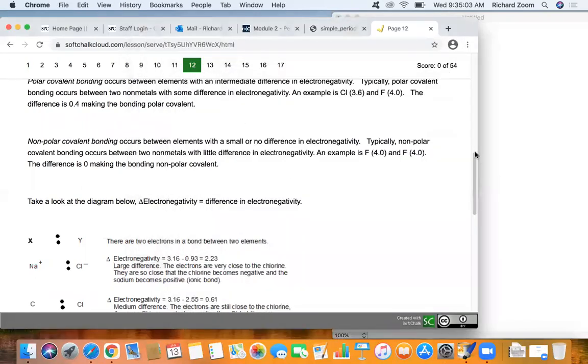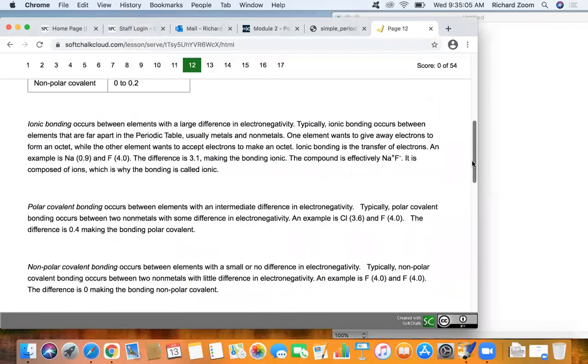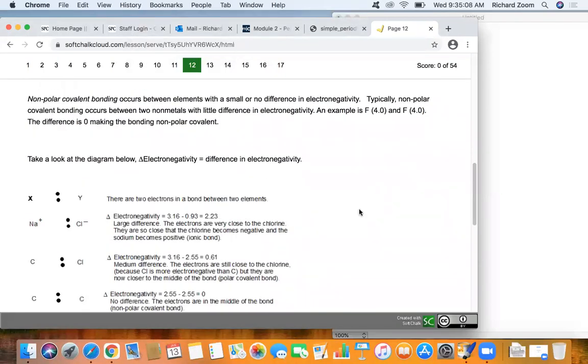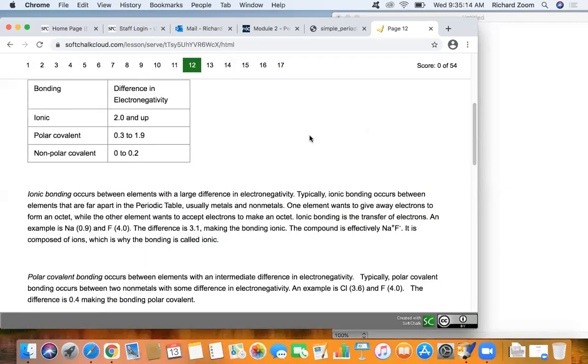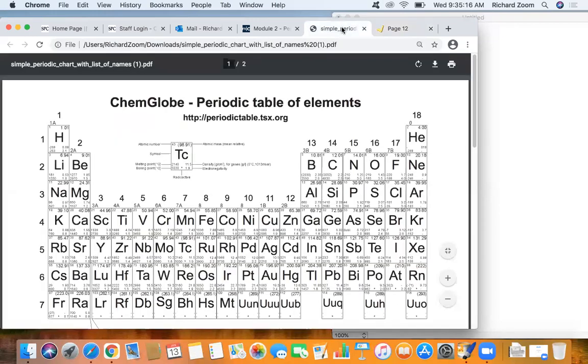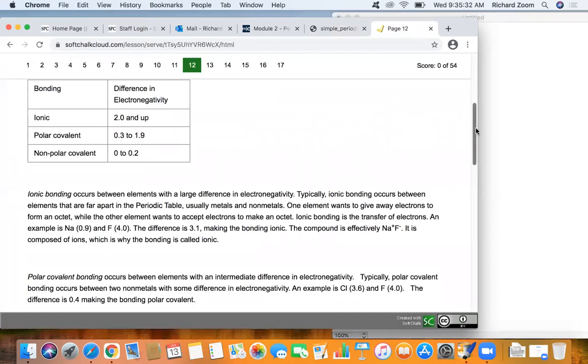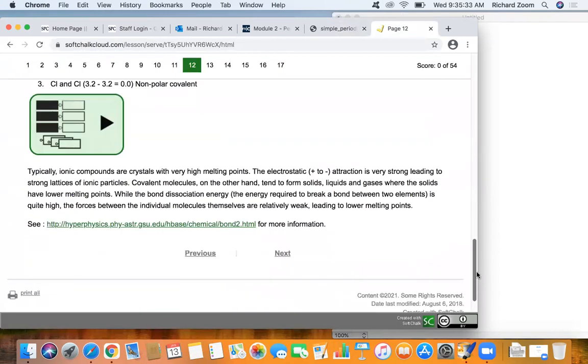Now, what you'll always get when you're given these questions is the electronegativity values themselves. So you could just do the math and use this table here to determine what kind of bonding you're getting. But I really feel it's easier to look at the periodic table and go by the pure distance between them. Large distance, large difference in electronegativity; small distance, small difference in electronegativity. That's really all you need to be aware of. Any other questions?